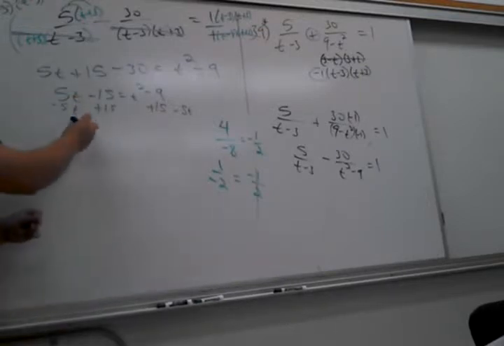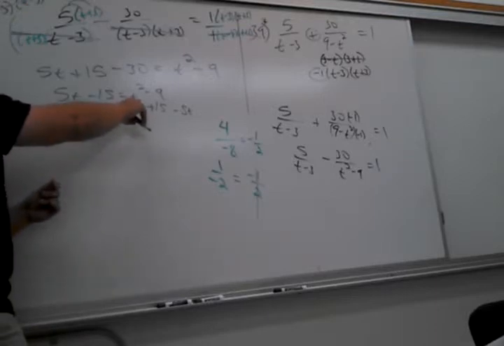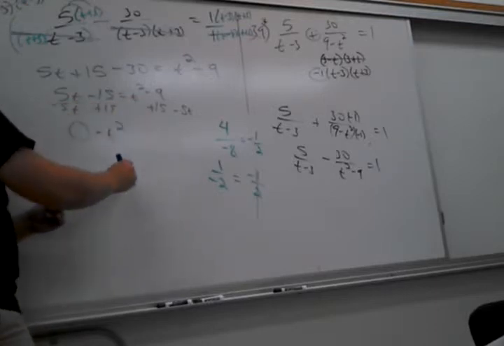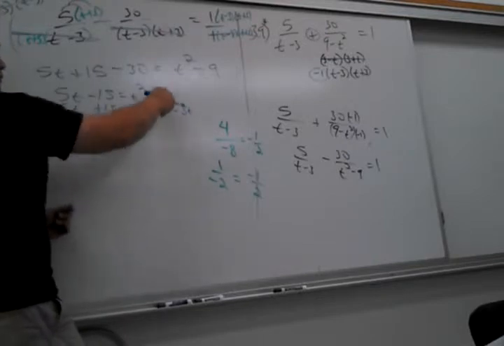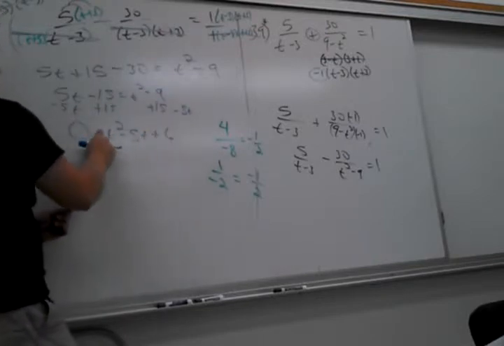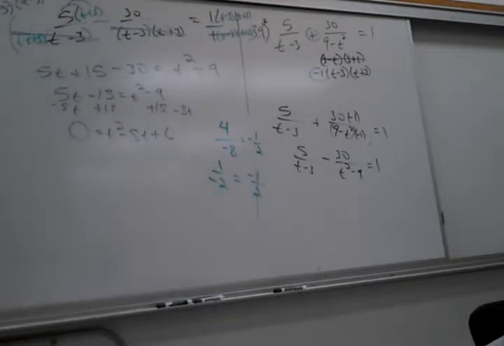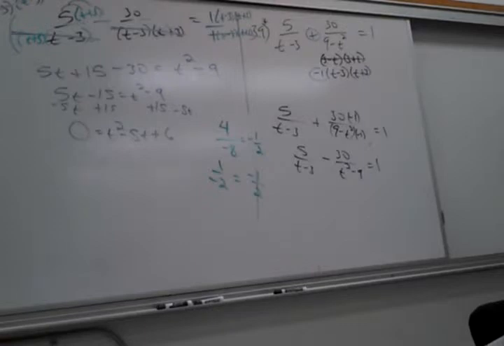So on this side I get 0. Over here I get t squared minus 5t plus 6. You should get that, oh, you move the 15 over. You still move the 5. Yeah, exactly. I like it.